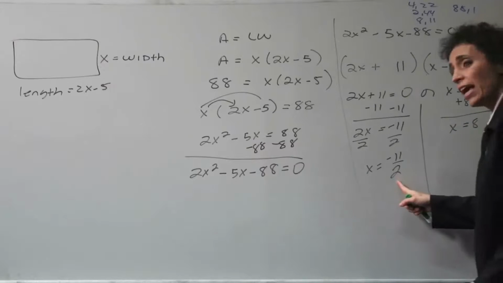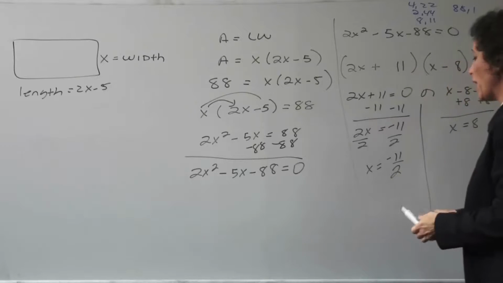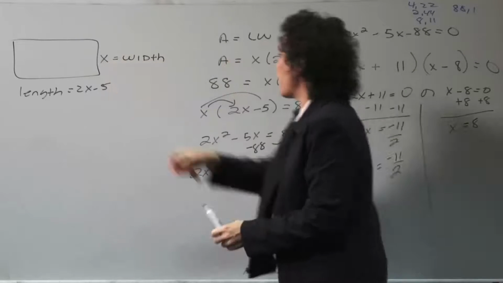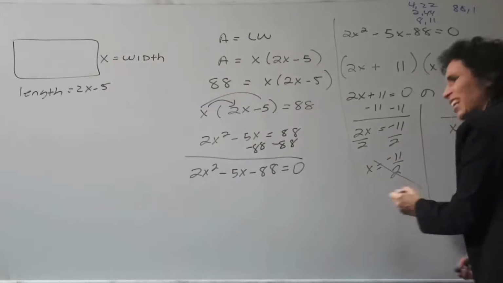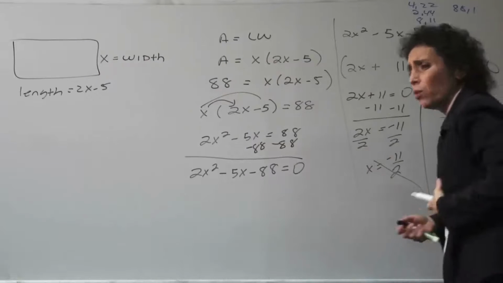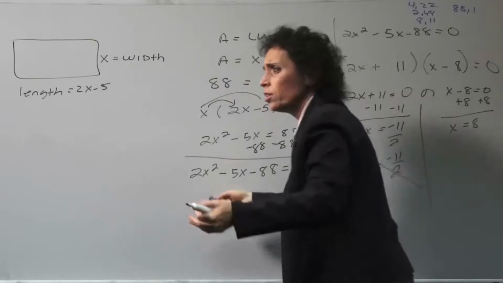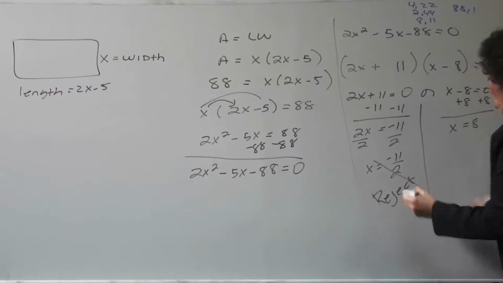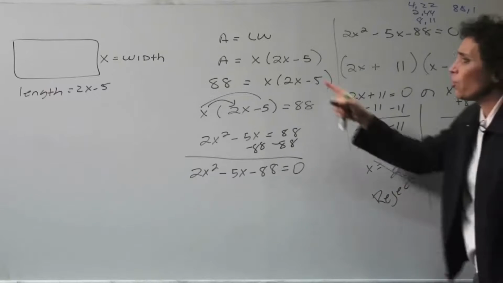Okay, negative 11 halves, which is negative 5.5. Now, that can't be, because then the width would be a negative. Can't have any dimension being a negative. That makes no sense to say I'm negative feet. I know I'm short, but I can't be negative feet tall. You know, makes no sense. So we reject this. Our answer is 8, but 8 is only the width.